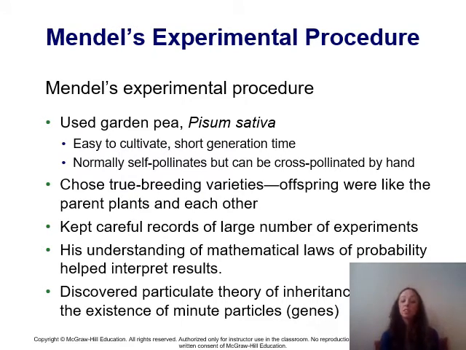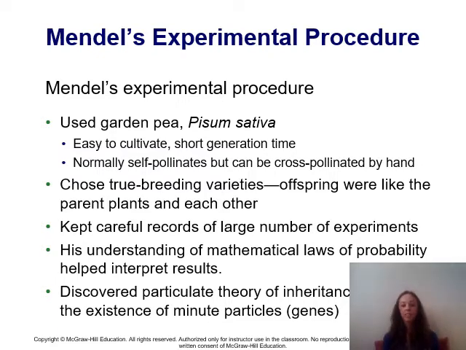So Mendel started off his genetic experiments using the garden pea plant, which has the scientific name Pisum sativum. He used these because they're easy to cultivate and have a short generation time period. So he was able to study a lot of plants over a short period of time, and therefore get a lot of data to help him study genetics and then eventually come up with his theories.